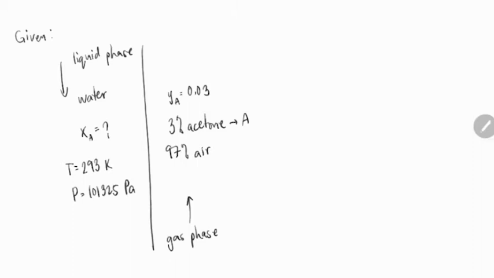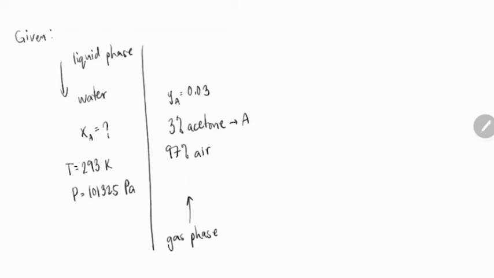Here we have our givens to the problem. So we have a falling liquid phase, which is water, and we have a rising gas phase, which is 3 mole percent acetone and 97% air. If we denote acetone as letter A, then we say that Y sub A is equal to 0.03. This is the mole fraction of acetone in the gas stream. While for the liquid stream, we say that X sub A is the unknown because we want to know the equilibrium concentration of acetone in water that is in contact with air containing 3% acetone.